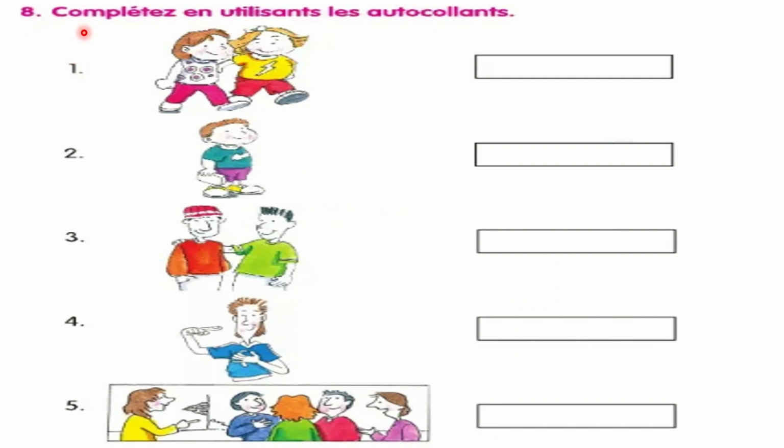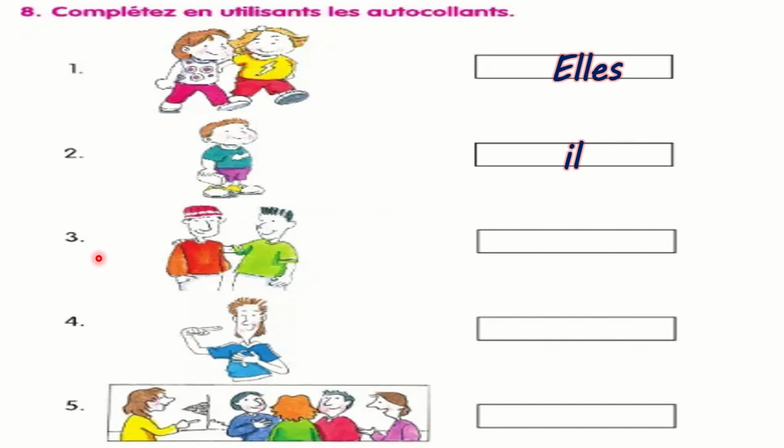So here we are at question number 8, that is compléter en utilisant les autocollants. That means complete using the stickers. In this question, we need to paste the stickers from the back of our book related to the subject pronoun to the correct match. If we see the first one, here we can see a group of 2 girls. We would refer to them as they, which is elles. Then the second one, here we can see a boy, we would refer to him as he, which is il.